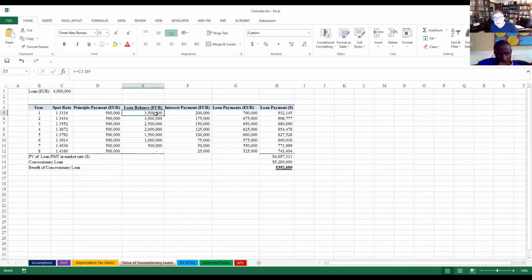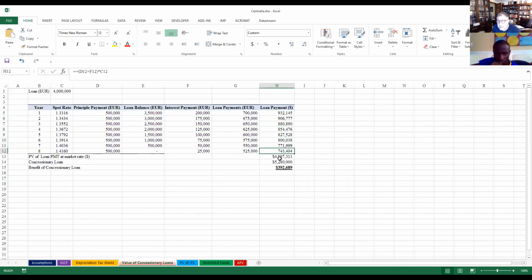Next year it's going to be 3 million, right? Yeah. So our interest charge is going to be 5% of 3 million. And then here 5% of 2.5 million, and so on. So these are the dollar values of the interest payments.